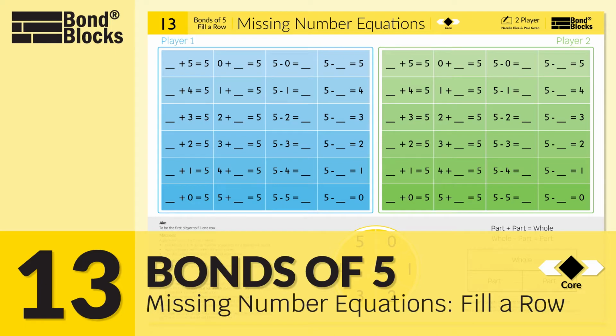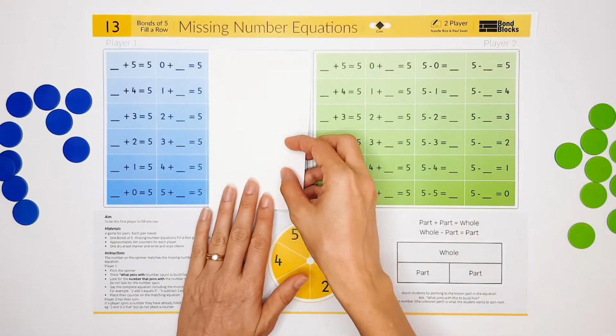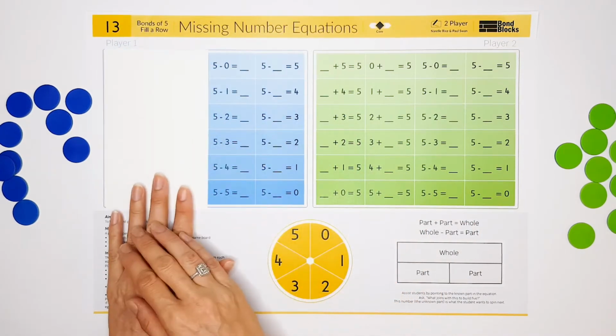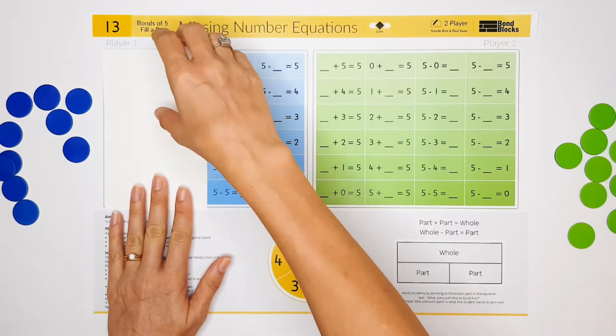Welcome to Activity 13. In this missing number equation activity, we will be developing fluency with two part bonds of 5 in related addition and subtraction equations that have a missing part.